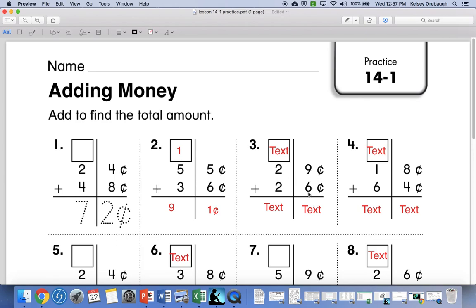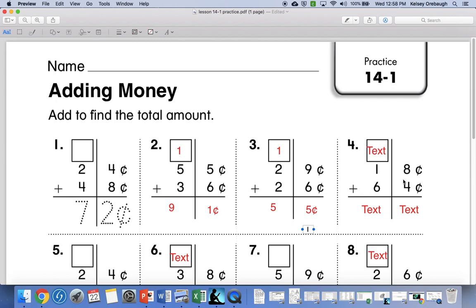Start in the ones place. 9 plus 6 is 15. Keep the 5 in the ones place, and I will add my cent symbol now since it's a little bit easier. Keep the 5 in the ones place, regroup that 10, and then add your tens place. 2 plus 1 is 3, plus 2 more is 5. Our answer is 55 cents.